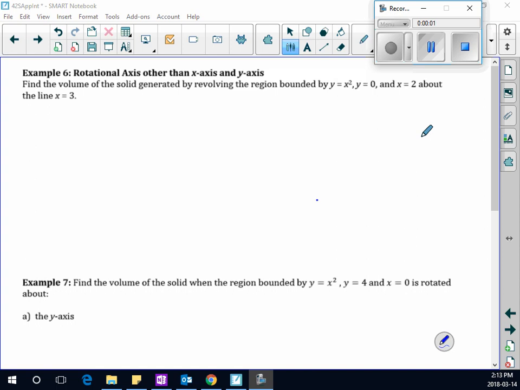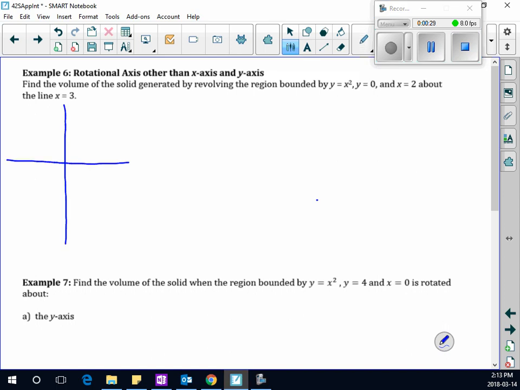Okay, so this video is split into two because it got a little too long, but we're going to finish off example 6 from the very beginning. It says find the volume of a solid generated by revolving the region bounded by y equals x squared, y equals 0, and x equals 2 about the line x equals 3. So we're going to draw a picture.